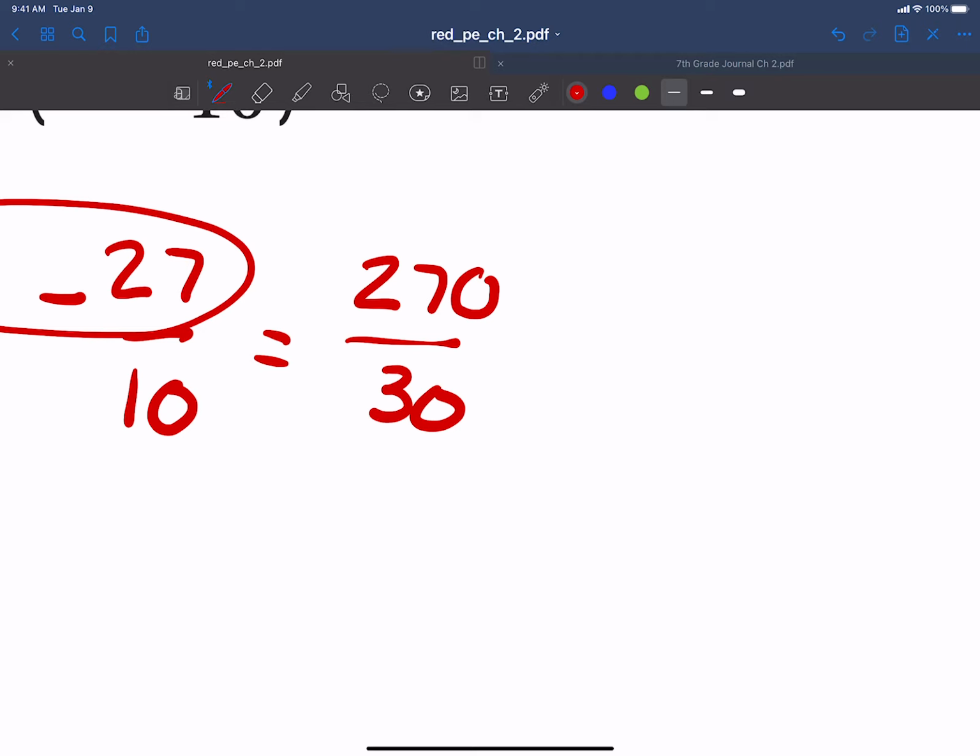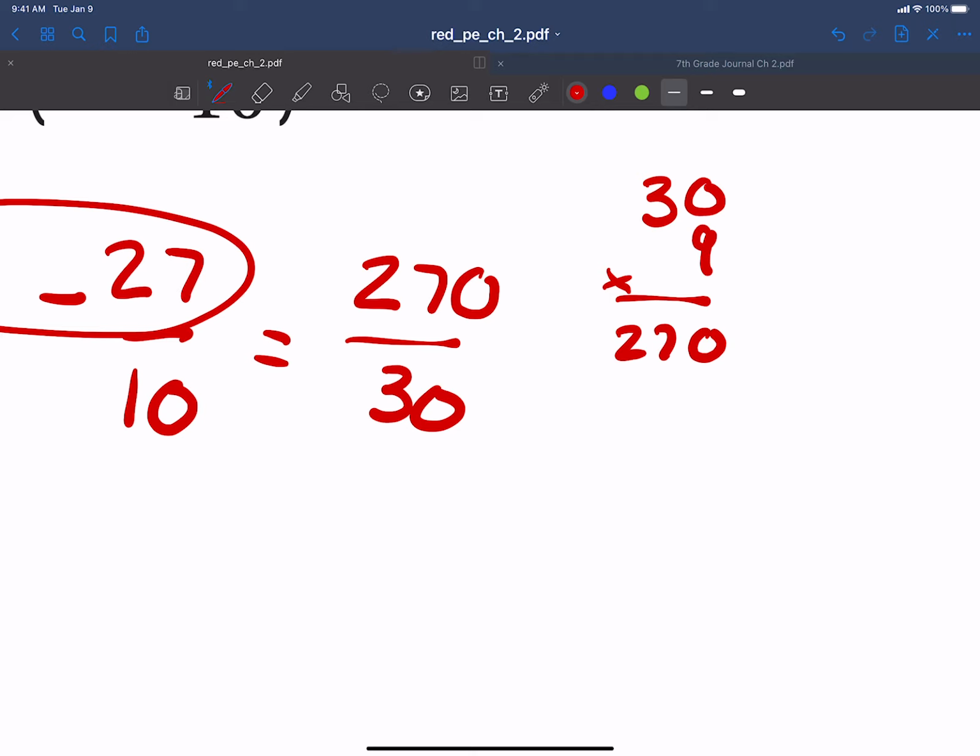Now, this isn't so bad. How many 30s can go into 270 without going over? Well, think about this. 10 of those would be 300. 9. So you're saying let's try 9 or 8? Let's try 9 first. What's 30 times 9? That's 270.